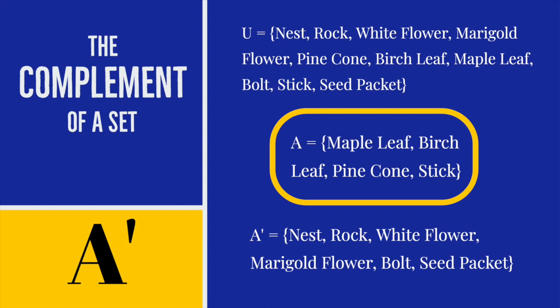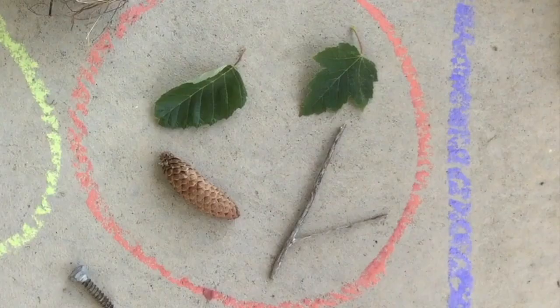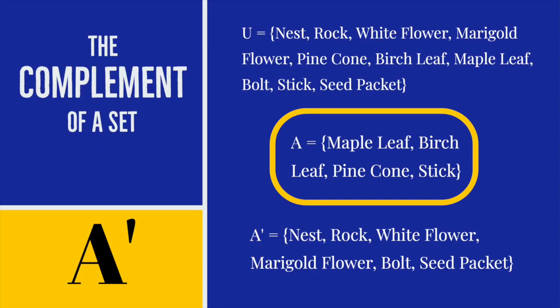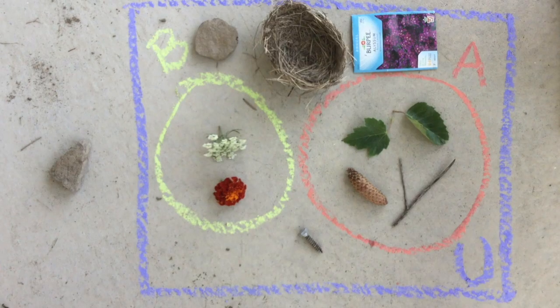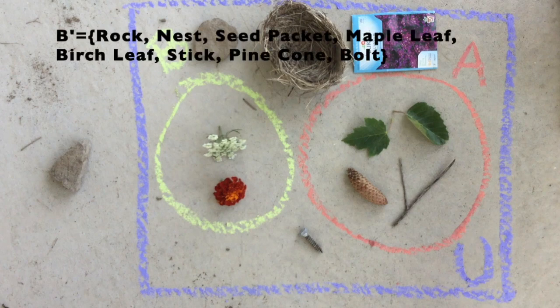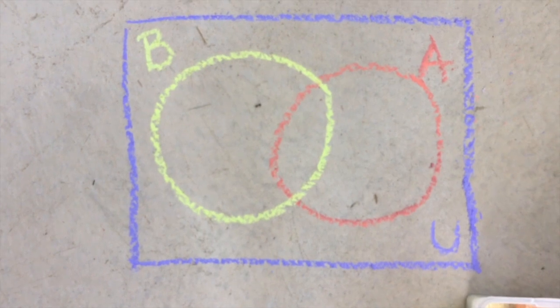Anyway, the complement of a set is simply the items that are part of the universe that are not elements of that set. So in this example, if set A consists of these 4 items that are grown on trees, and our original universe consisted of 10 items, there are 6 items in A complement: nest, rock, white flower, marigold flower, bolt, and seed packet. I don't include poor Mr. Triangle Rock in the complement of A because he's not part of the universe. Similarly, you should be able to name the elements of B complement, which would be the 8 elements you see on your screen.